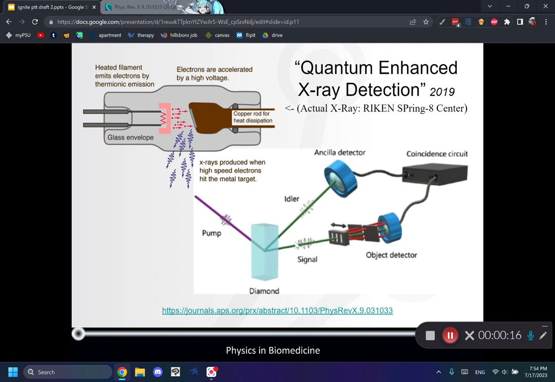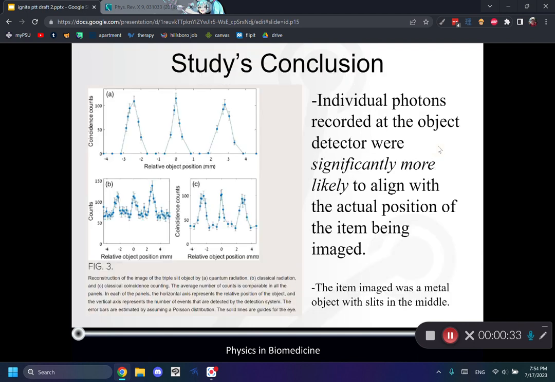And what they basically did is they had a normal X-ray, they stuck it through a diamond crystal which split it in half. And in one half, they had an ancilla detector, which detects qubits, and in the other, they had an object detector, which is just a regular X-ray detector. And they had both hooked up to a coincidence circuit. And this coincidence circuit basically records to see how likely things are to take an accurate image.